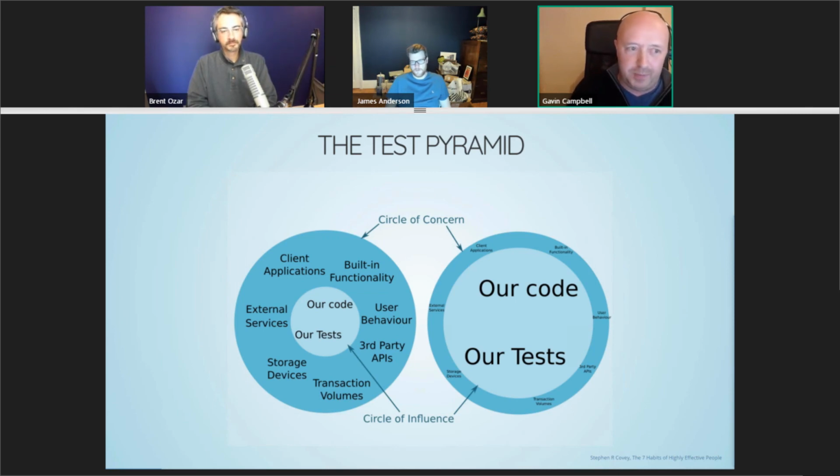So these are things like the behavior of the users, the behavior of the SQL server, the performance, the volume of transactions, third-party services. All these are things that, if we worry about them, make us less effective at writing our code, because we can't really do anything about them. The things we can fix are the code that we're writing and the tests that we're writing to exercise it.